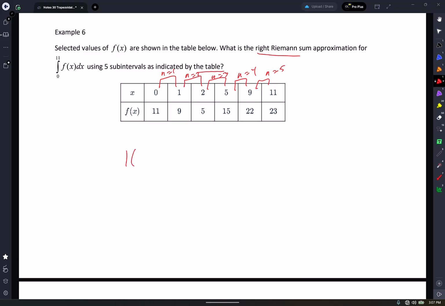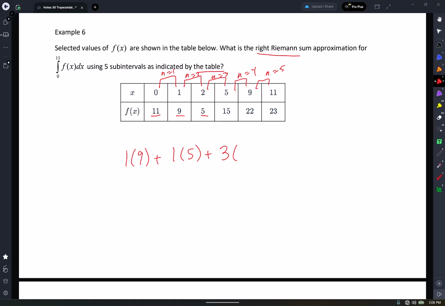1, that's the width, the difference between 1 and 0. Am I using the 11 or am I using the 9? Right Riemann. 9. Plus, what's the difference between 1 and 2? 1, and I got to use which one? The 9 or the 5? What's the difference between 5 and 2?